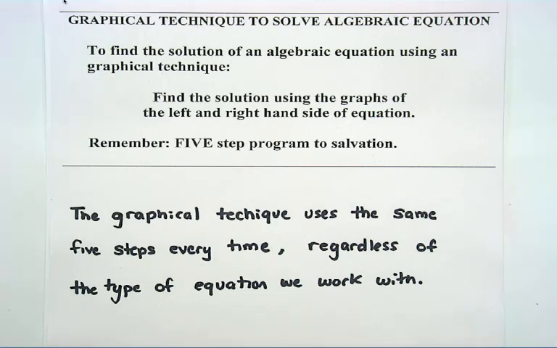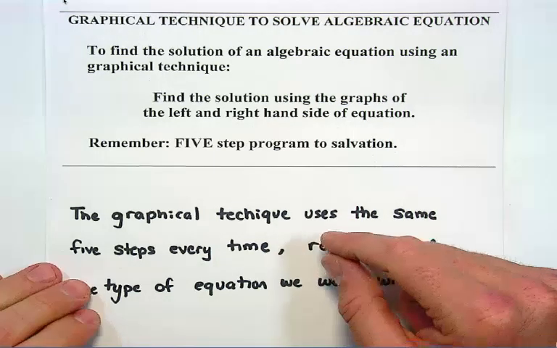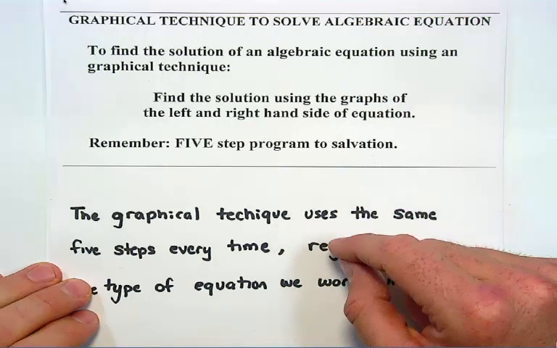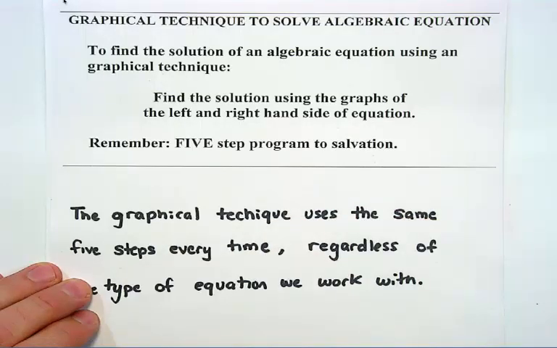They don't change. Algebraic techniques, we change our approach depending on equation type. Graphical techniques, we apply the exact same 5 steps every time we see them.